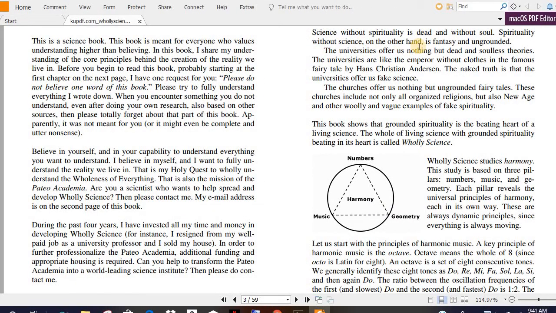Science without spirituality is dead and without soul. Spirituality without science, on the other hand, is fantasy and ungrounded. The universities offer us nothing but dead and soulless theories. The universities are like the emperor without clothes in the famous fairy tale by Hans Christian Andersen. The naked truth is that the universities offer us fake science.